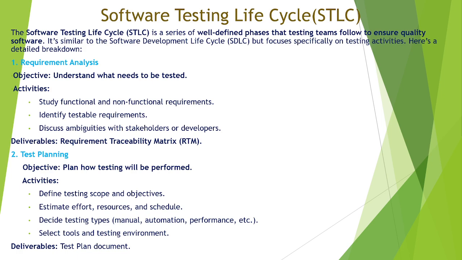On second point, test planning. Here the objective is to plan how testing will be performed. After objectives, what are the activities? Define testing scope and objectives, estimate effort, resources and schedule, decide testing types, that is manual testing, automation testing, performance testing, etc. Select tools and testing environment, and the final deliverable, test plan document.